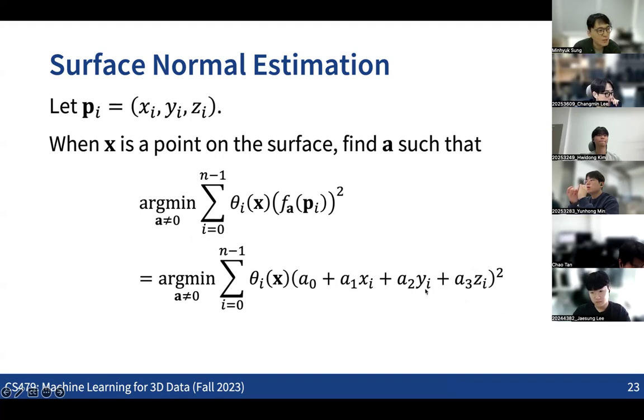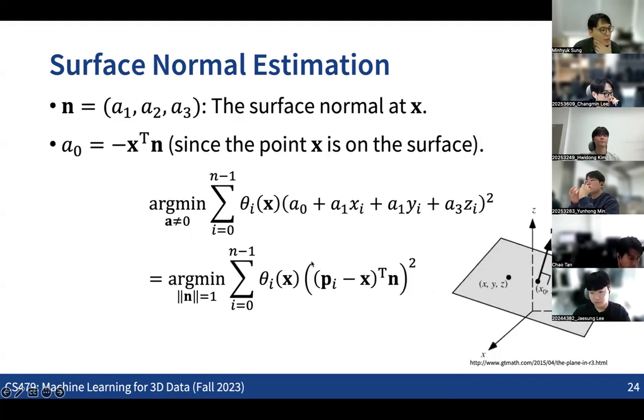Then we can simply reparameterize the vector a here. We have the coefficients of this linear function, and we would like to reparameterize this vector a so that these three values, a1, a2, a3, represent the normal vector, and then rewrite a0 as minus x transpose n. Then this becomes the typical plane equation.